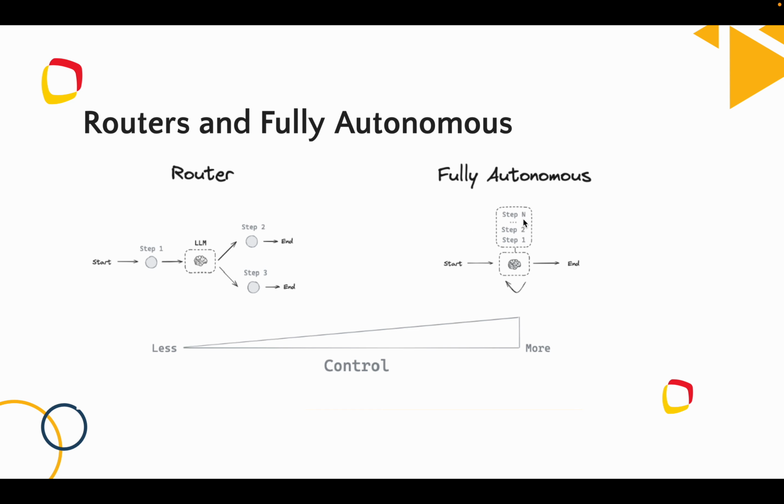But when we come to the autonomous case, here we don't know which agent is going to be the start one, or which one will be the end, because that is completely decided by the agent itself, or our LLM model itself. So here it is more control over agents, and here we have less control over the agents.